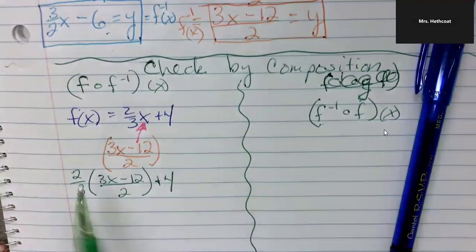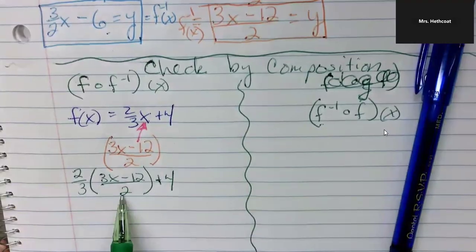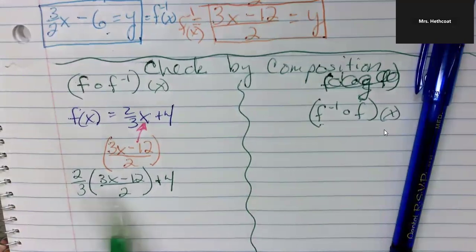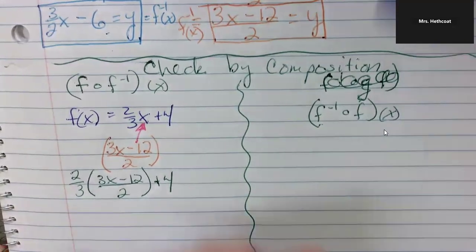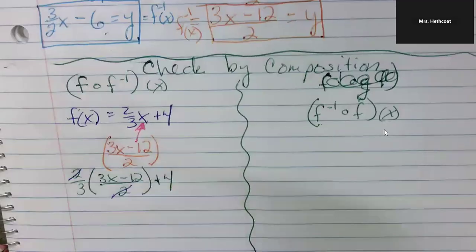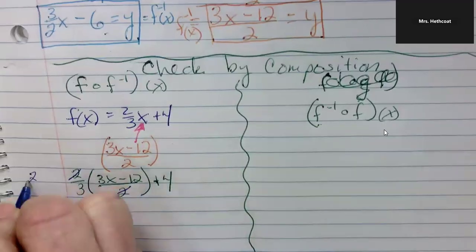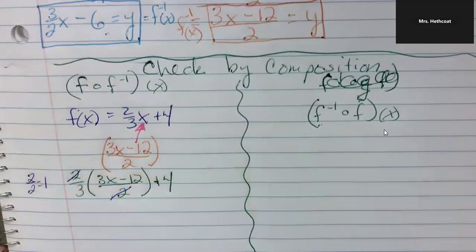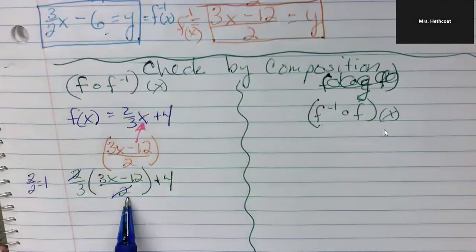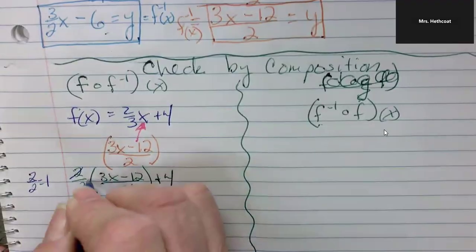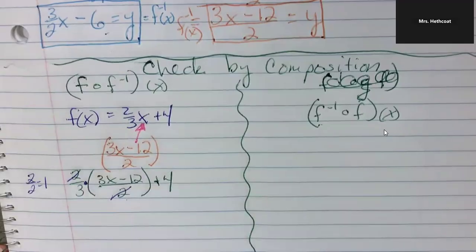Now, since the whole thing is over 2, I can cancel out those 2's, right? So that's beautiful. You're going away, you're going away. Why is it going away? Because 2 over 2 equals 1. And I have a 2 in the numerator and I have a 2 in the denominator. And we're multiplying. It only works if you're multiplying.